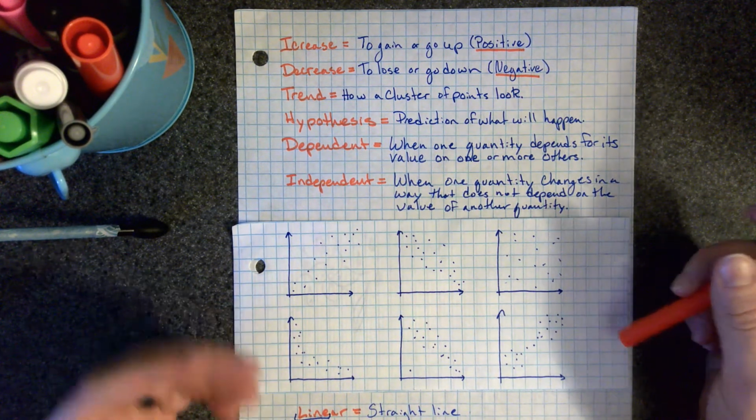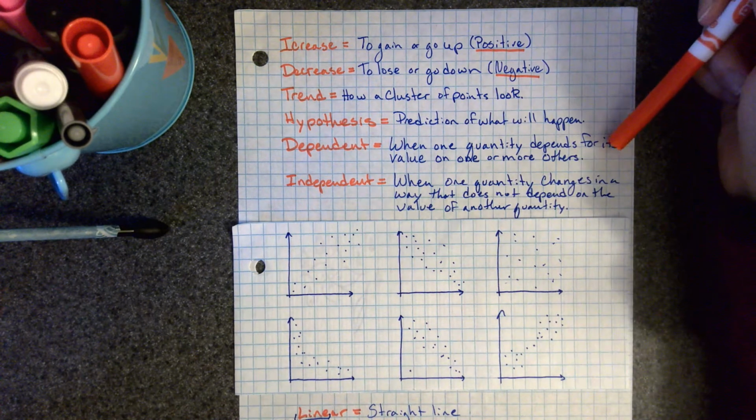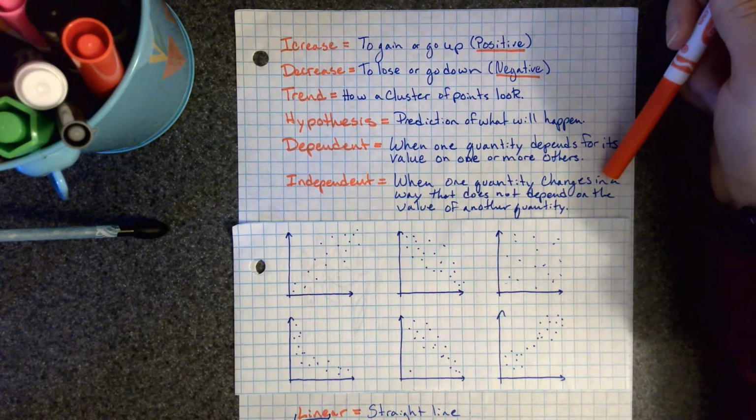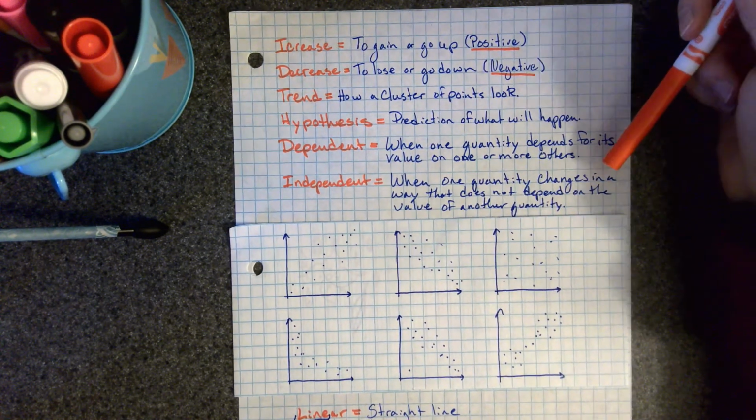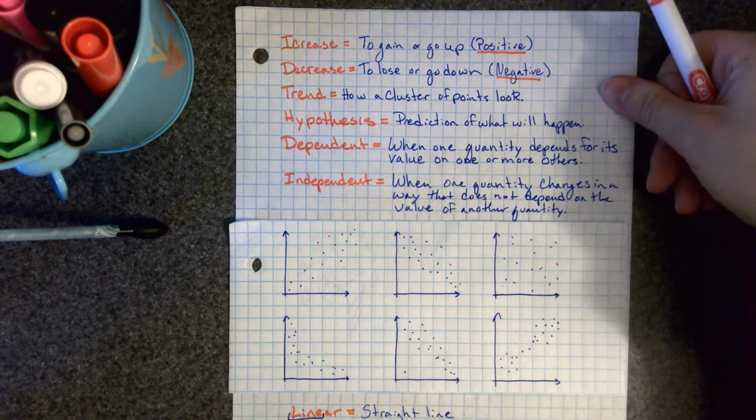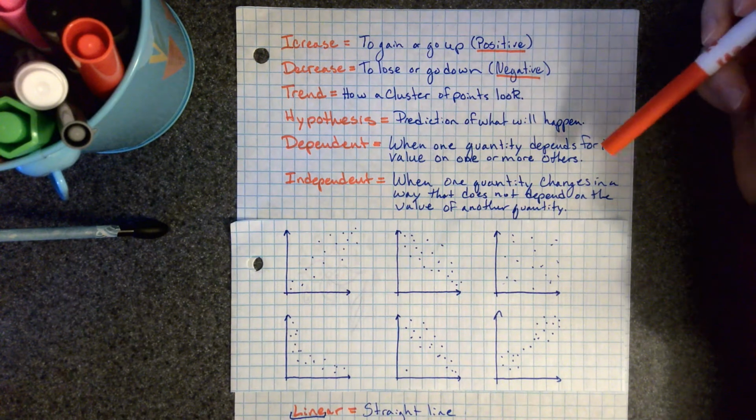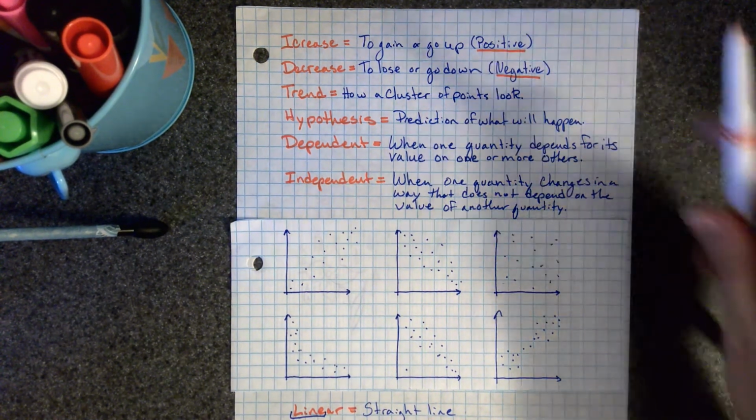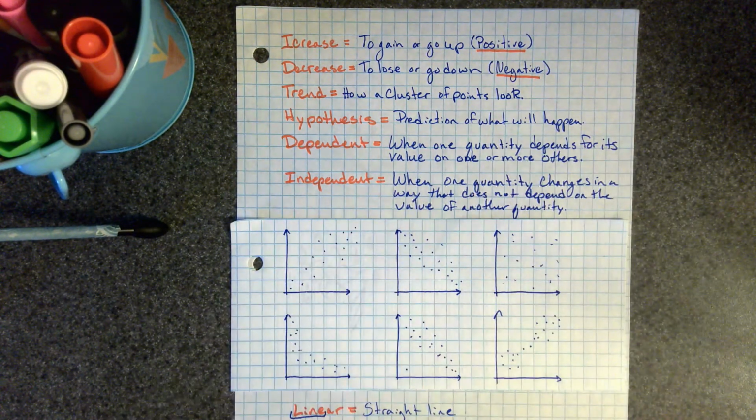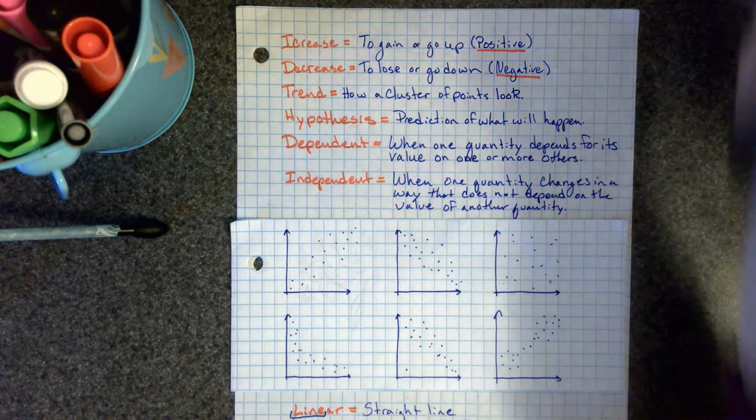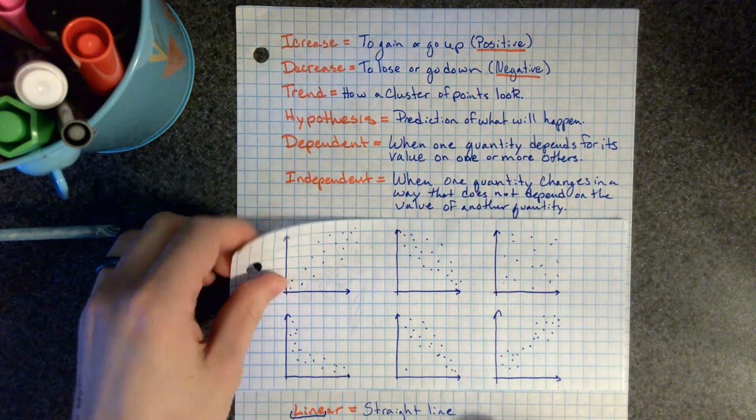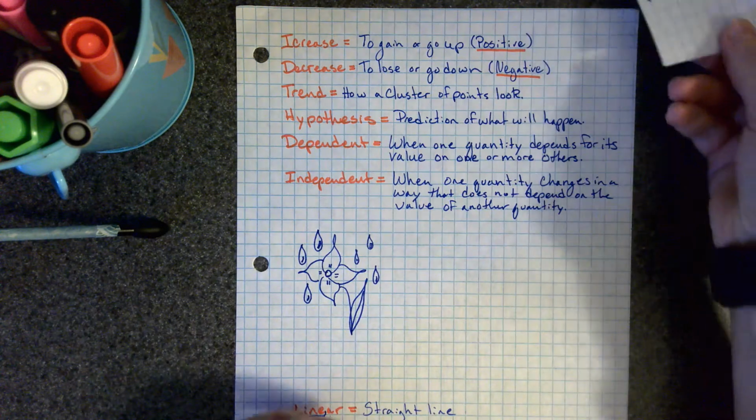Make a prediction. The next two vocab words, dependent and independent variables, these are tricky. I'll be honest, I did not understand what these words meant until I actually started teaching 8th grade. So let me explain to you independent and dependent variable in the way that finally got me to understand it as a 22-year-old woman.